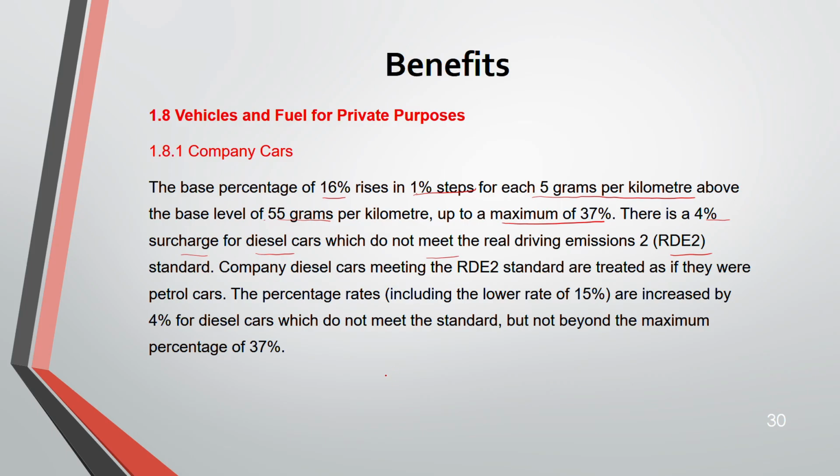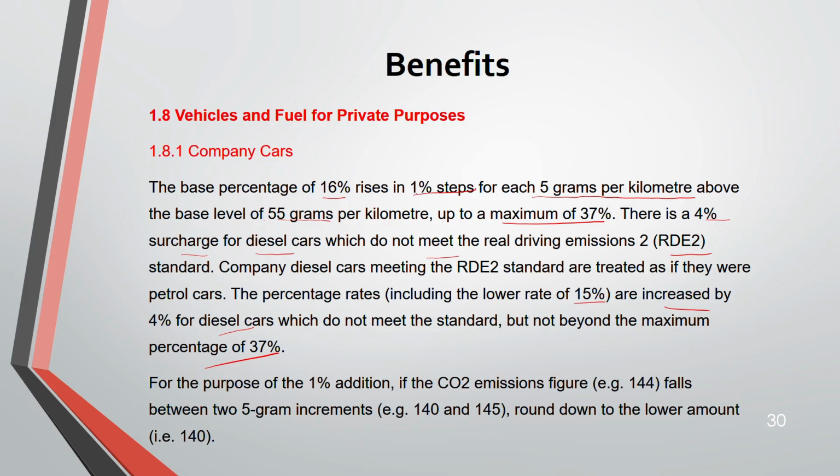Okay. So the percentage, including the lower rate of 15, is increased by 4% for diesel cars which do not meet the standard. This is also maximum 37. Whether it is a diesel car meeting the RDE2 standard or not, even petrol, the maximum is 37%. So for example, let's say your CO2 emission is 144.